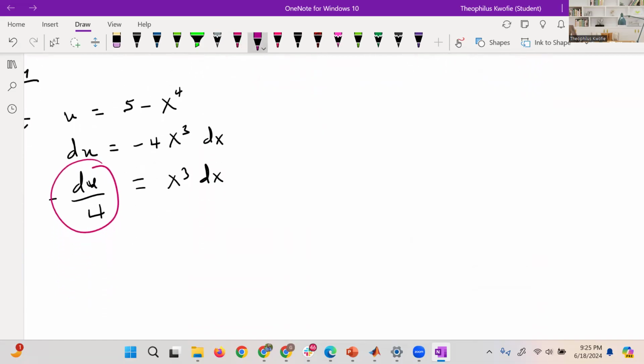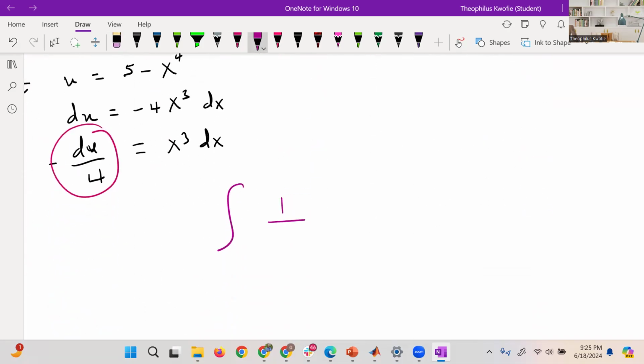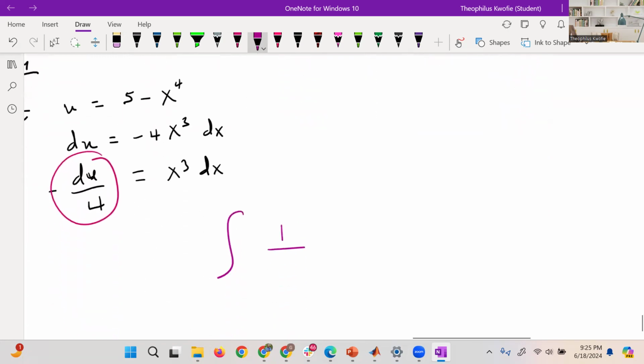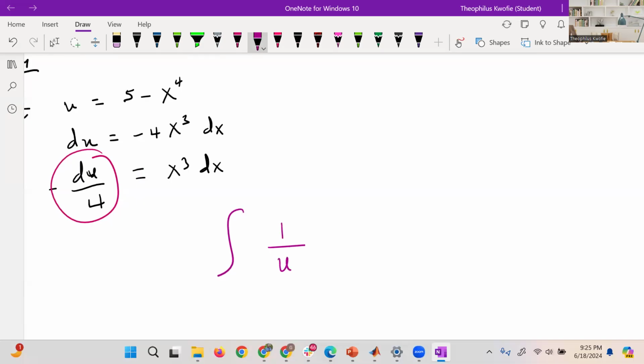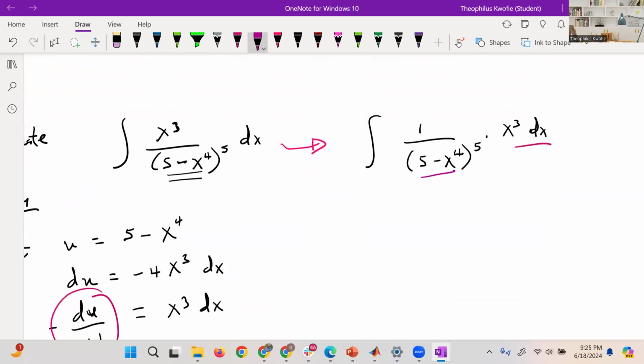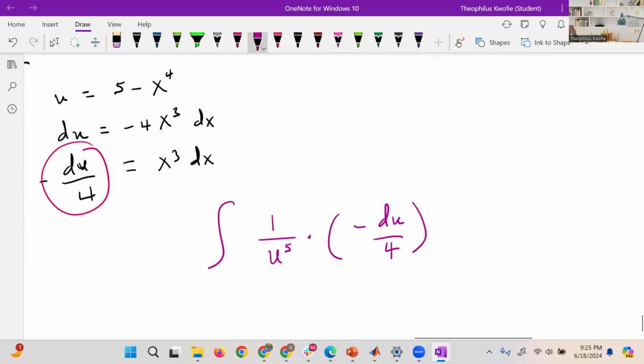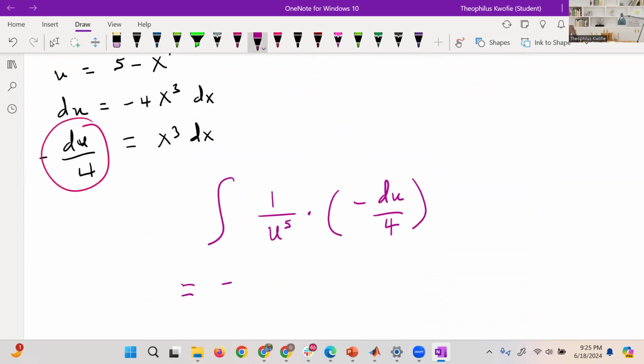So let's take note. My integral of 1 over, and we know that this is your u, so we're going to have u to the power 5. And this is the same as du, minus du on 4. When we simplify this a bit, we can pull out -4. Then we have 1 over u to the power 5 du.